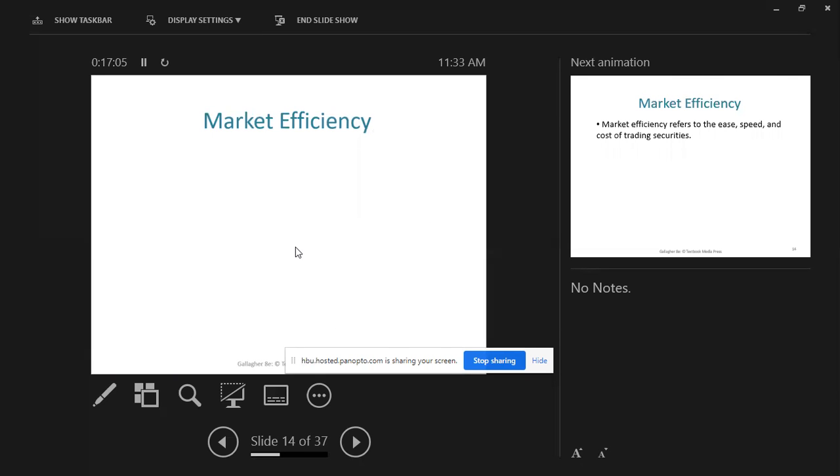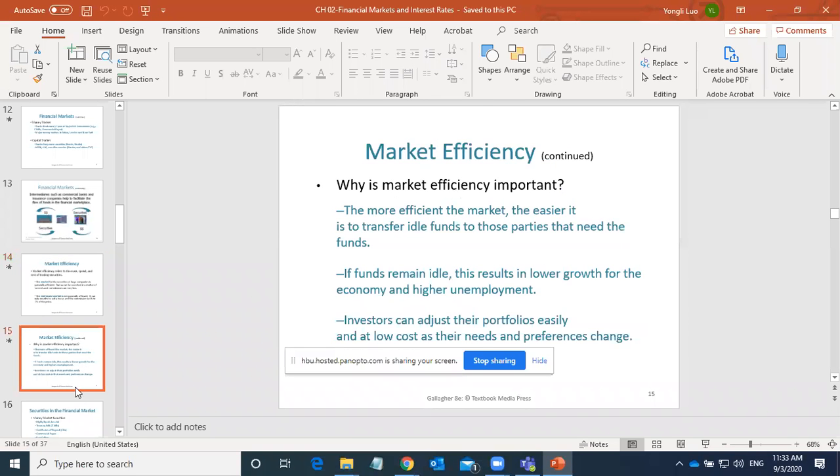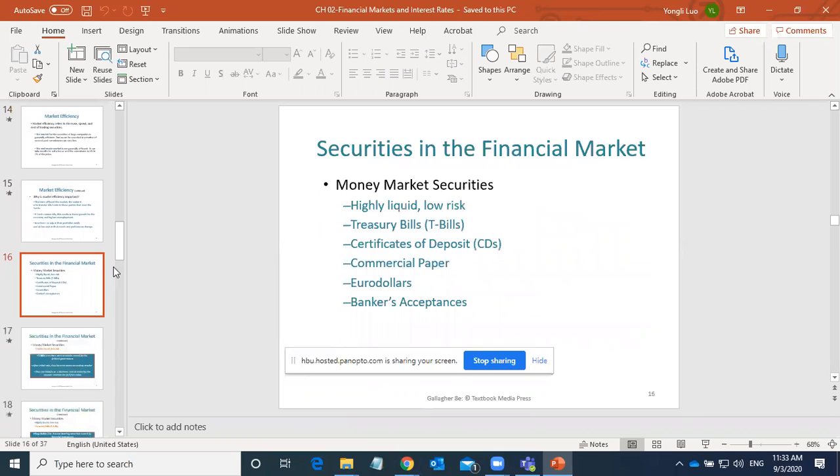Any questions? We're going to skip market efficiency for now because we have to spend a lot more time on it. Later on I will talk about market efficiency.